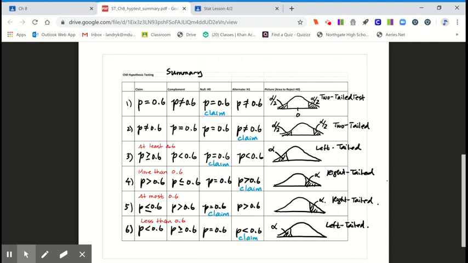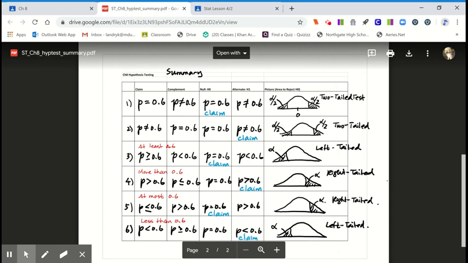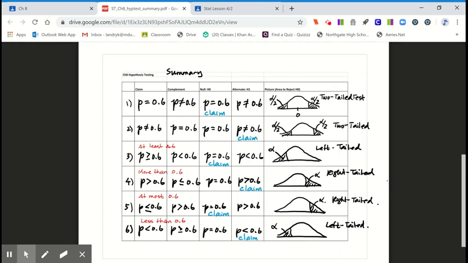Claim in this case is in the alternate. Number 3. This is at least 60%. So the percent of people who will go to medical school or join a general practice is at least 60%, that is greater than or equal to. The complement is less than. The null hypothesis is always equal, so that belongs to the claim.